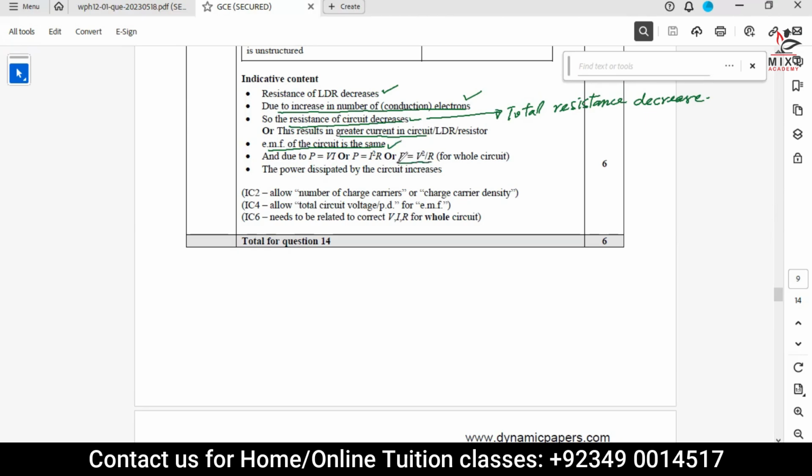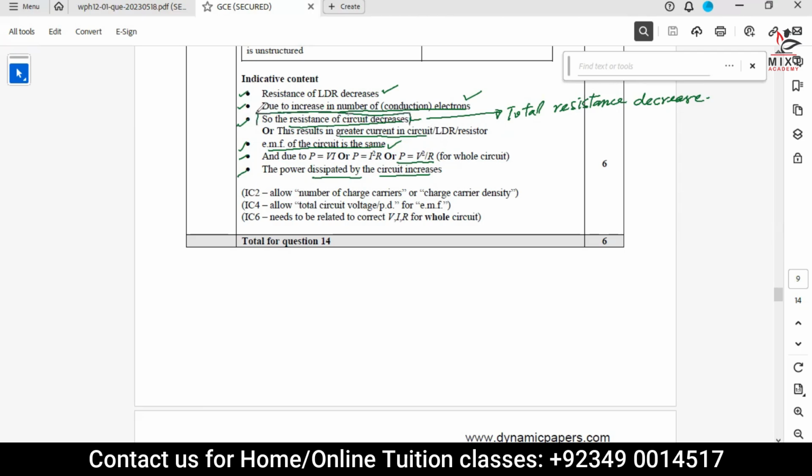And I think Aisha has told us that P is equal to V squared over R. Yeah, Aisha. Yes, sir. Okay, and the power loss is greater. So how many points? 1, 2, 3, 4, 5, 6. 6 points are there. Which point have we missed?